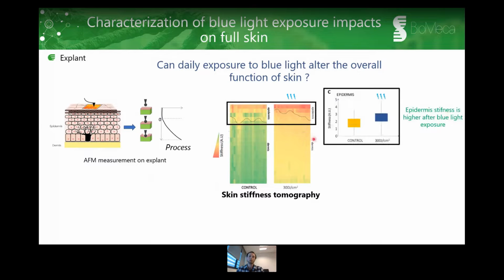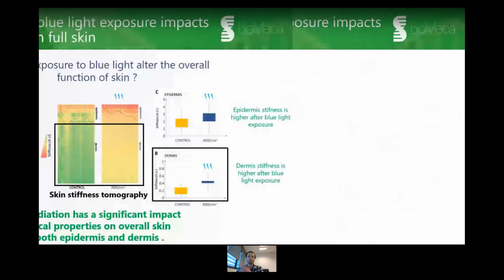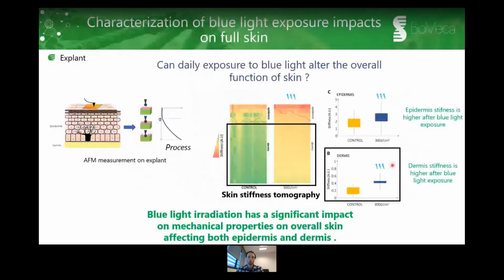And this is confirmed by the quantification of the stiffness, since we can see that the stiffness of the epidermis is higher after blue light exposure. And the same effect is observed on the dermis, where the stiffness of the dermis is increased after blue light exposure. Thus, blue light exposure modifies mechanical properties of the overall skin structure, affecting both epidermis and dermis.